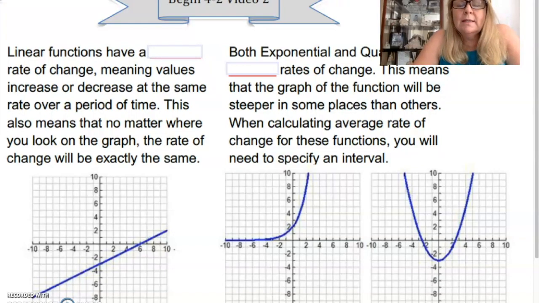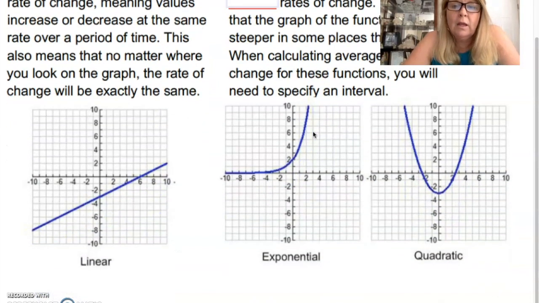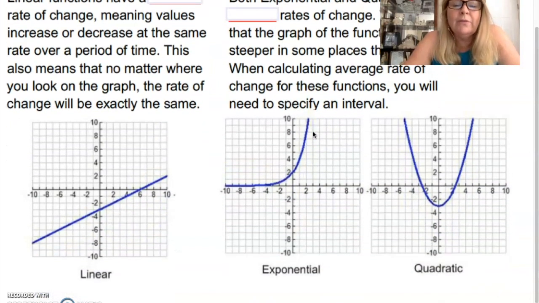In this algebra unit, we're going to focus on 3 specific types of graph. One is a linear function, the other 2 are exponential and quadratic. You were introduced briefly to these in the first unit when we were talking about graphing them. Linear, of course, is a straight line. The exponential has this little slide, this curve right here. And a quadratic has this U shape.